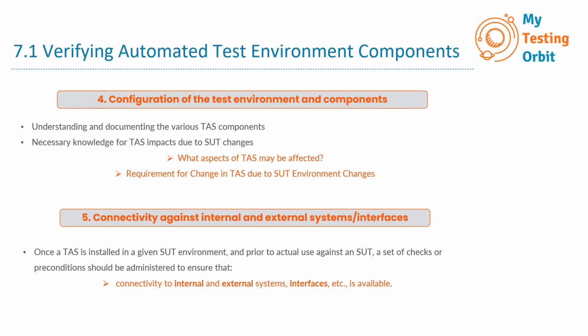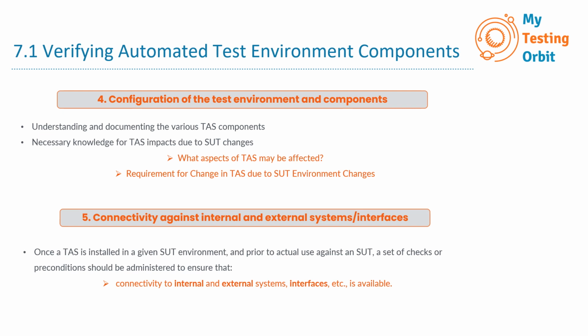Now, the second part is external systems. This one is like a computer connecting to the internet or a printer. Just like this, the TAS might need to link up with some systems outside the immediate setup, for example, cloud services, databases, or even some other company's systems. So it is important to make sure that it can communicate with these external systems properly.